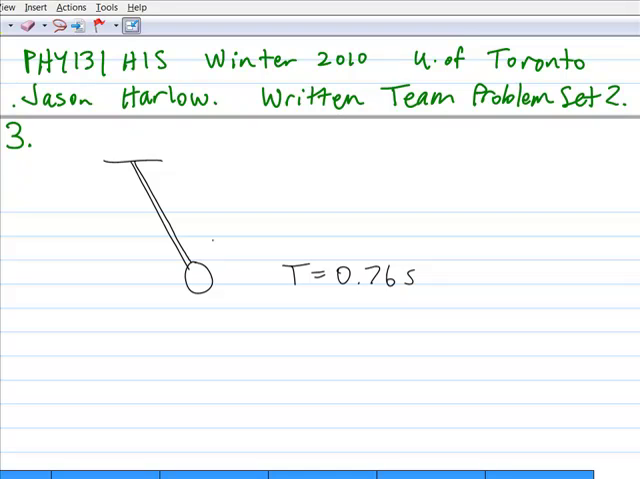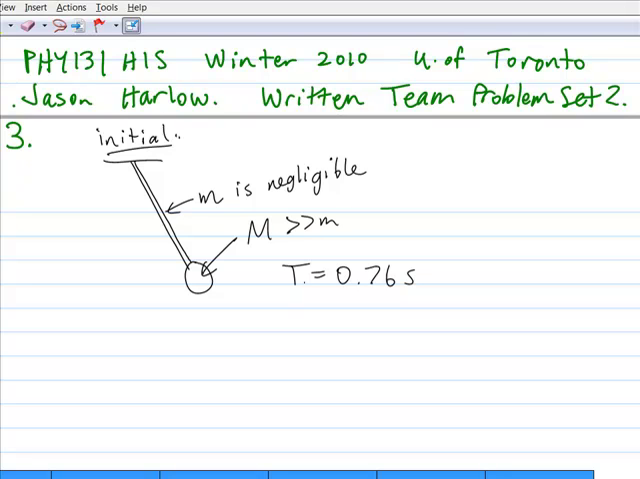What we're going to do is remove this mass from the end. So let's call this the initial situation. You've got this thin rod, so the mass is negligible. And then you've got this large mass, so capital M is much greater than little m. And we're going to say that T initial is 0.76 seconds.